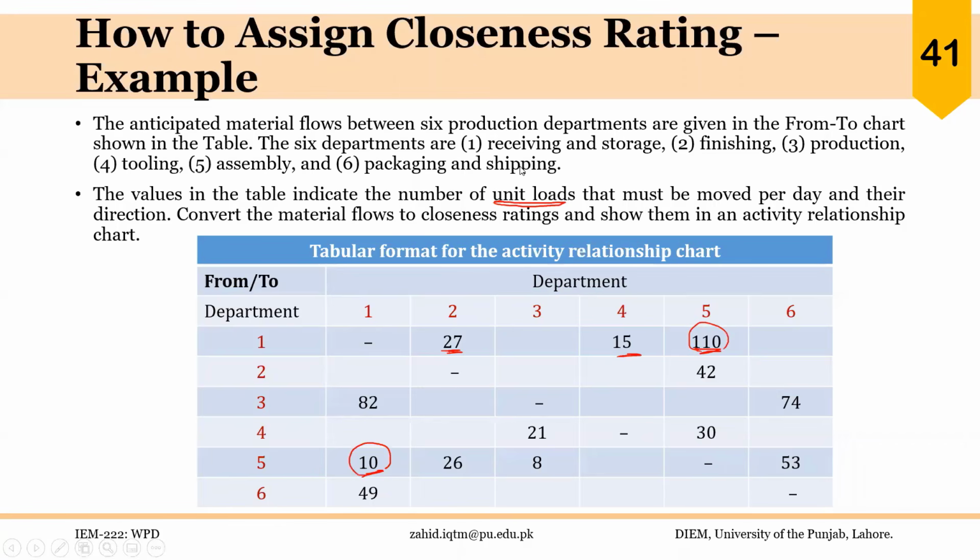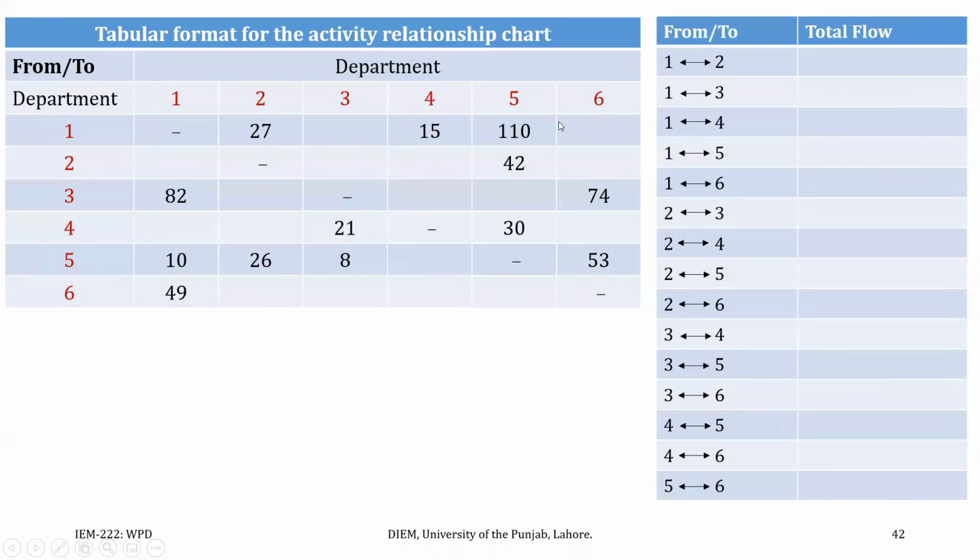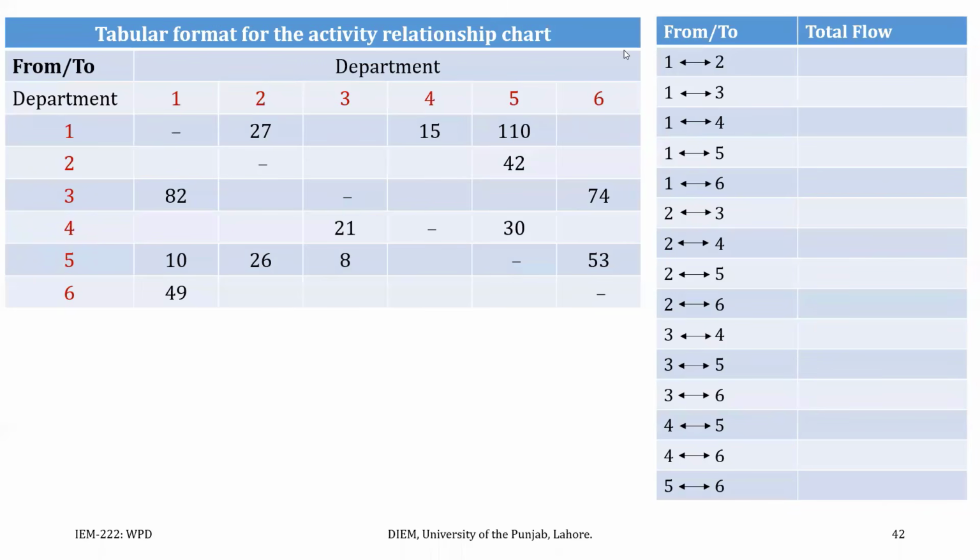So take some time to add these flows and assign the closeness rating. The number of flows between department 1 and 2 are 27, and there is no flow between department 2 and 1. So total will be 27.